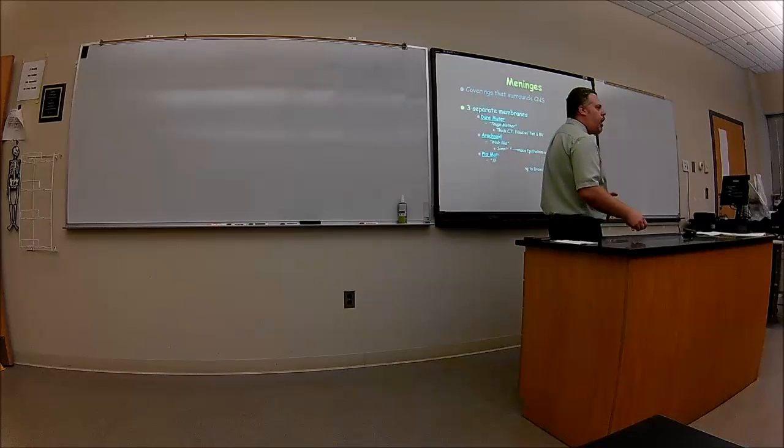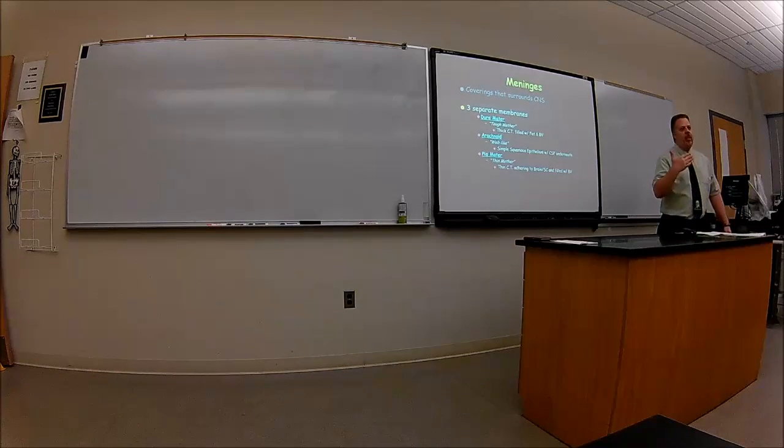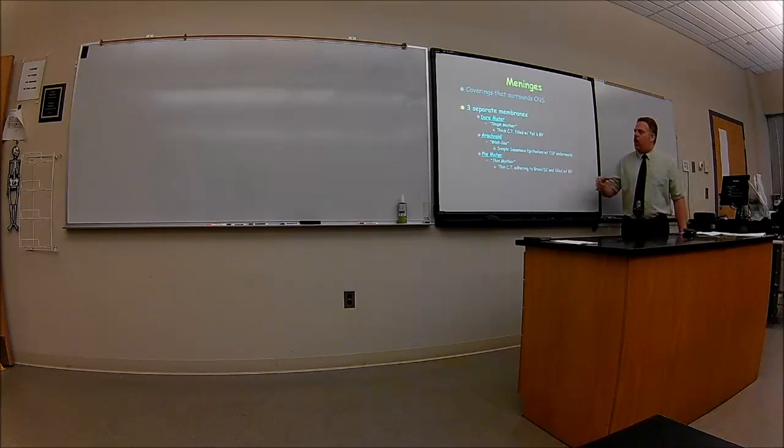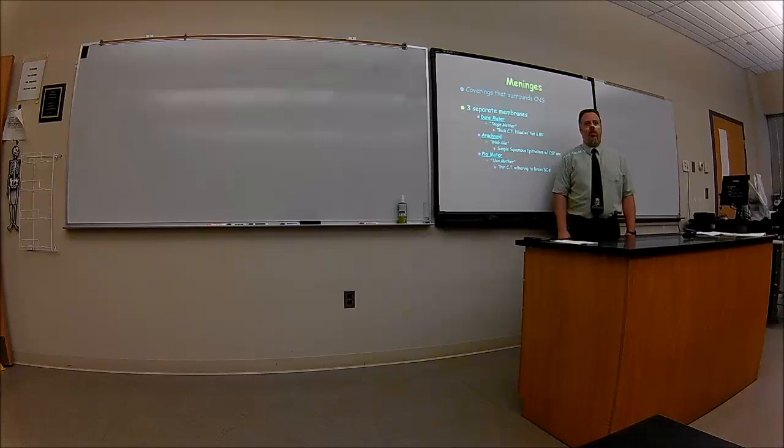Now we have spaces in between these layers, and they kind of make sense when you go through it. Above the dura mater, we call it the epidural space. We'll talk about that in a moment. Below that is the subdural space. That makes sense, okay? Underneath the arachnoid, we call it the subarachnoid space.